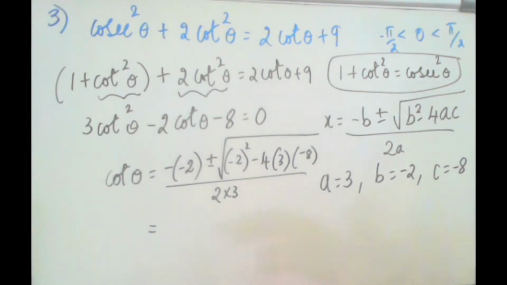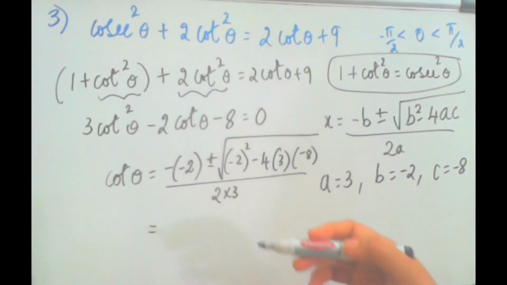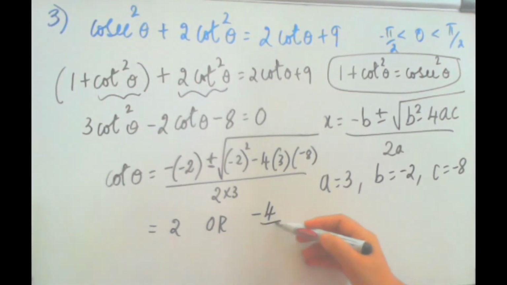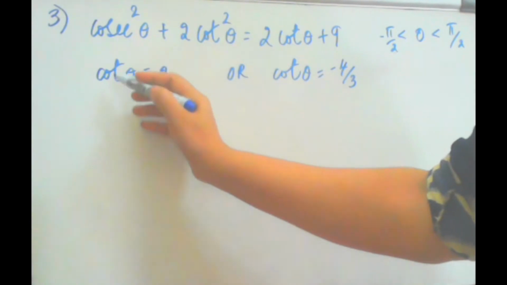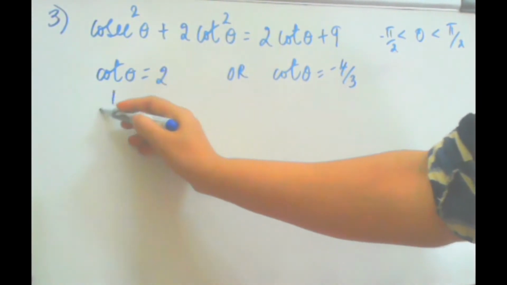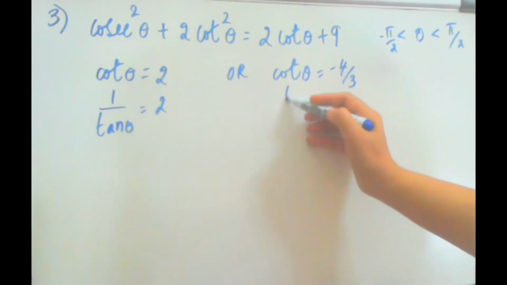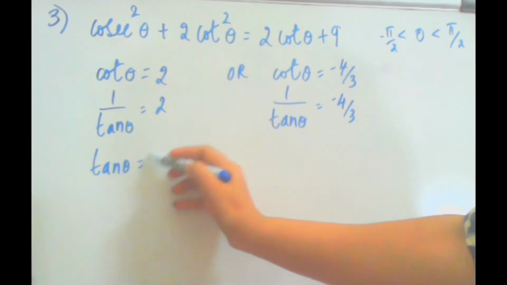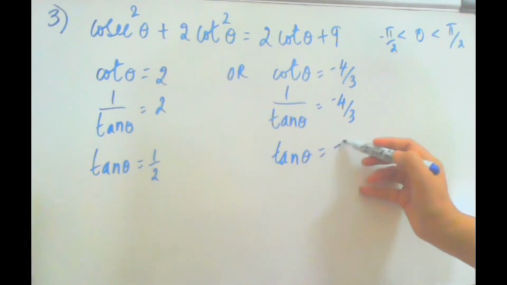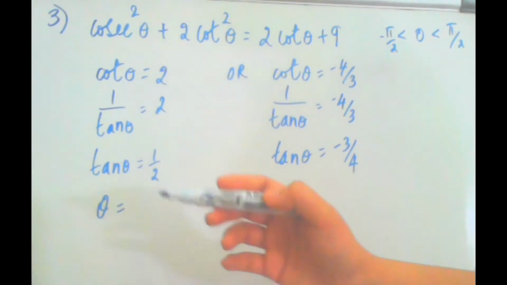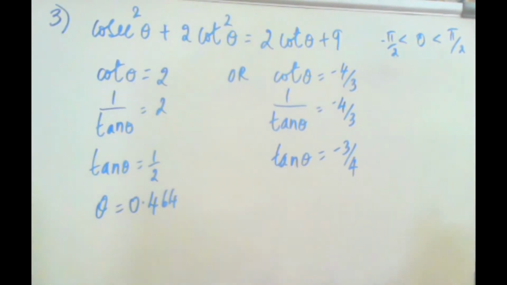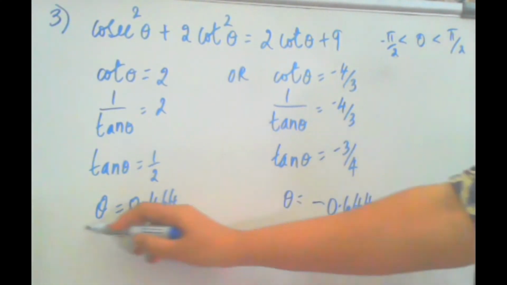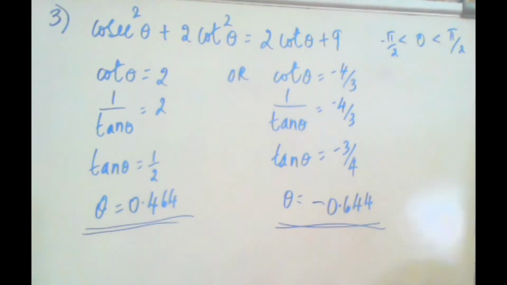So this value comes to be, with the plus value we get the value 2, and with the minus value we get the value minus 4/3. So from here we will proceed. As cotθ is 1 over tanθ, 1 over tanθ is equal to 2, or 1 over tanθ is equal to minus 4/3. So from here we find that tanθ is equal to 1/2, or tanθ is equal to minus 3/4. This gives us θ equal to 0.464, and here θ is equal to minus 0.644. So these are the two values which are the answer for question number 3.